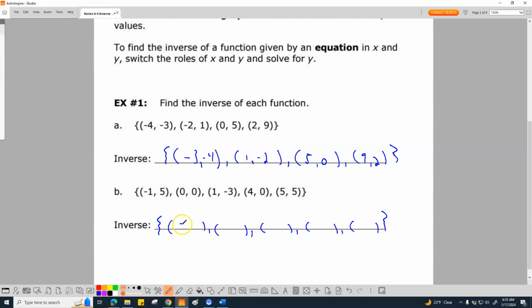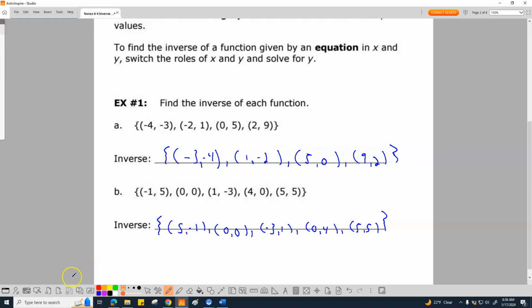So switched around. This is 5, -1. Notice here, when you switch this, it ends up being the same thing. 0, 0. -3, 1. 0, 4. And then 5, 5. And that's perfectly fine. That will happen sometimes.